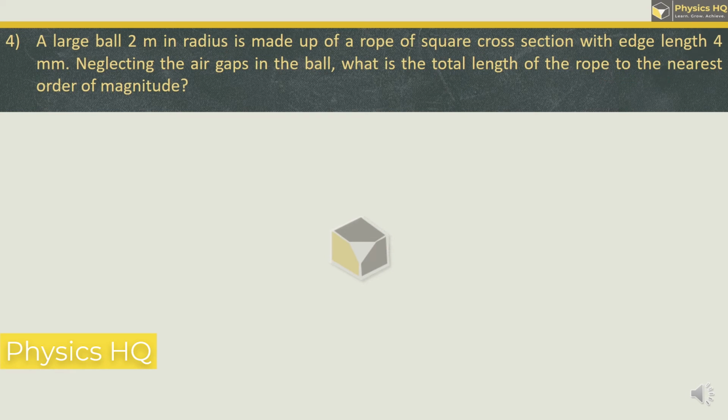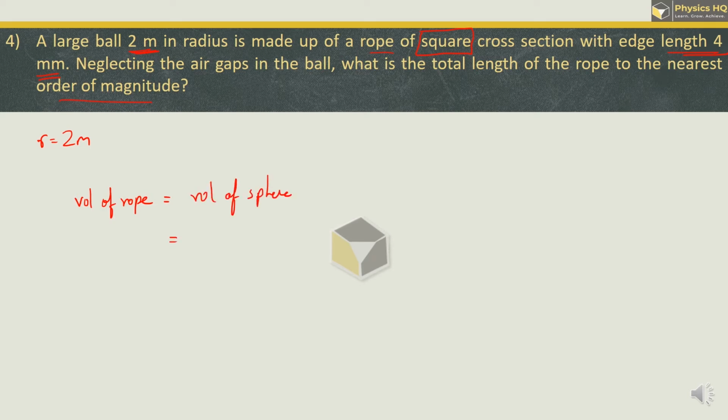A large ball 2 meter in radius is made up of a rope of square cross section with edge length as 4 mm. Neglecting the air gap in the ball, what is the total length of the rope to the nearest order of magnitude? So first of all, we have a sphere with radius 2 meter, and what they have given is this sphere is made up of this rope. Okay. So what we can say is when you have one object made from another object, the volume remains same. So I can write volume of rope will be equal to volume of sphere.